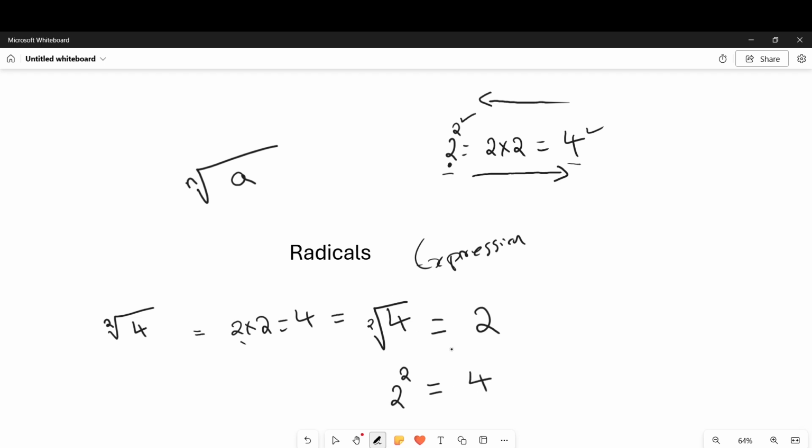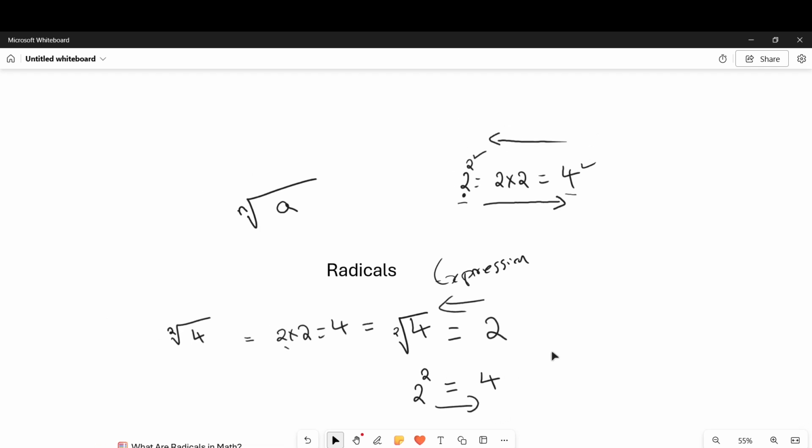So this is a forward direction and this is a backward direction. Very simple. When you want to find the exponent value, 2 squared, this is 4. When we have the value 4 and you need to know what base raised to the power 2 gives the value 4, this is 2. We take the square root. So both are interconnected. The exponents and radicals are related. We're going to the next part.